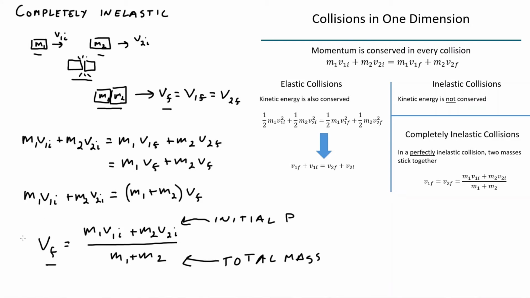So it's very easy to find the final velocity when you're dealing with a completely inelastic collision where the two objects stick together. And in the case of an inelastic collision, where kinetic energy is not conserved but they don't stick together, this is sort of in between elastic and completely inelastic, well, then the only thing you can say is that momentum is conserved, and you oftentimes, in order to solve these problems, you need to know one of the final velocities in order to find the other one.